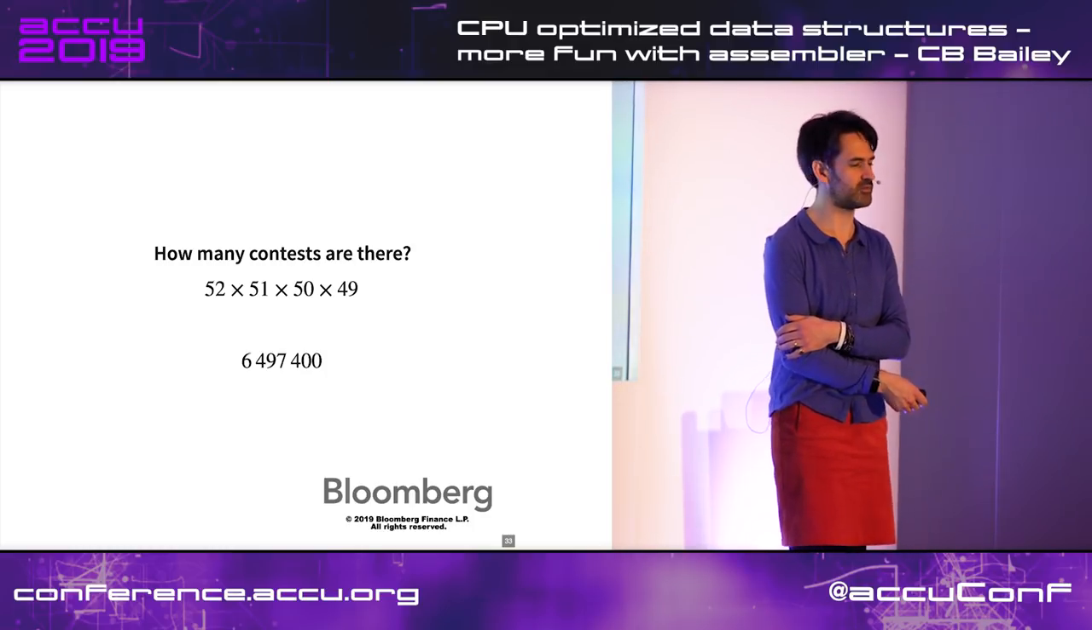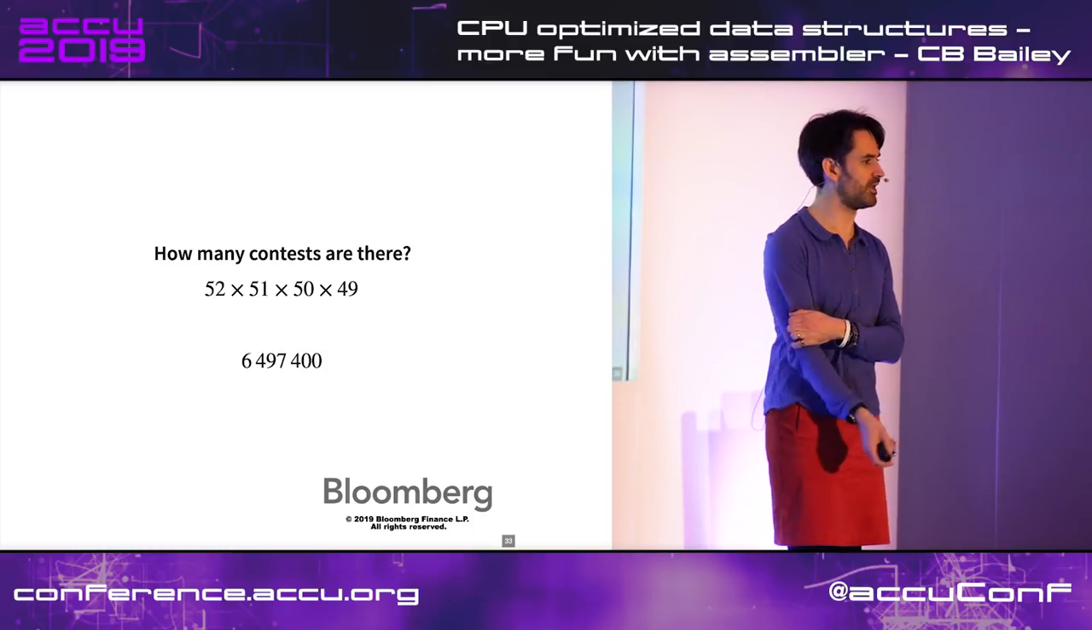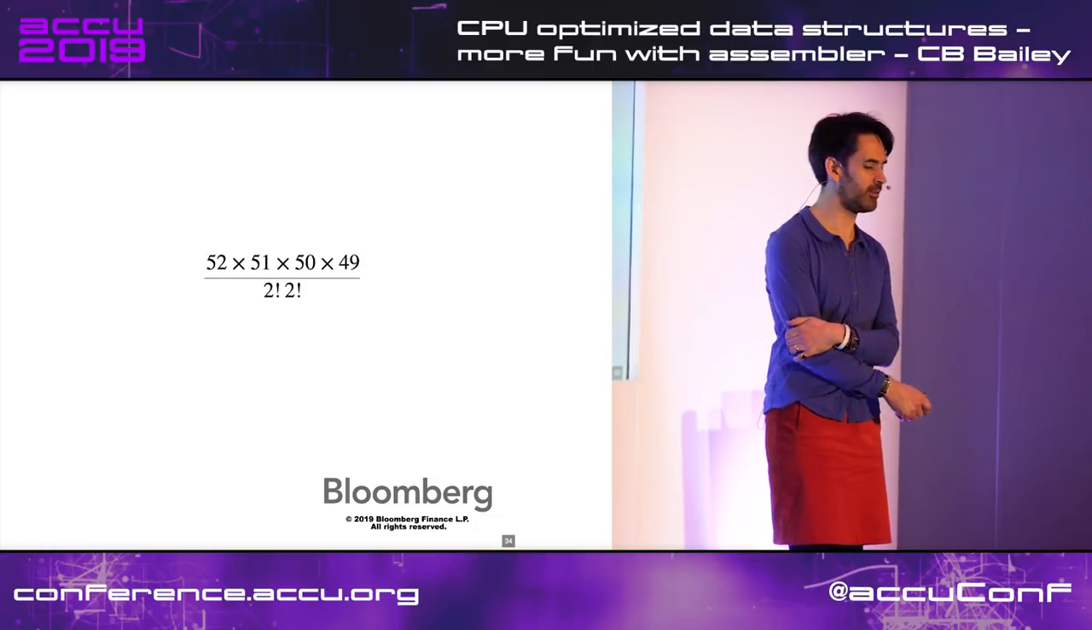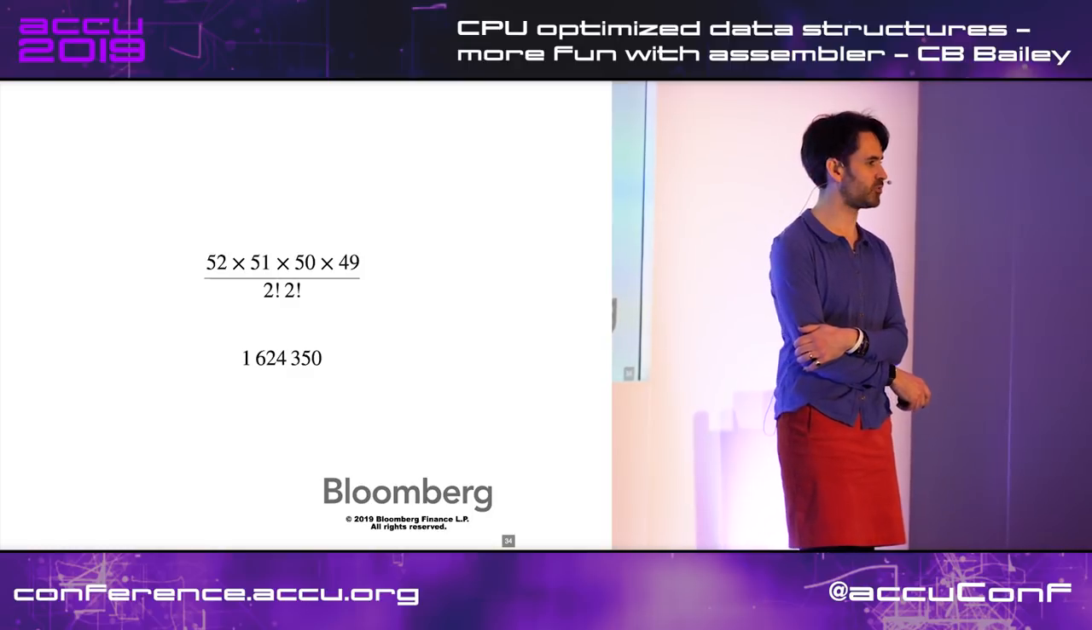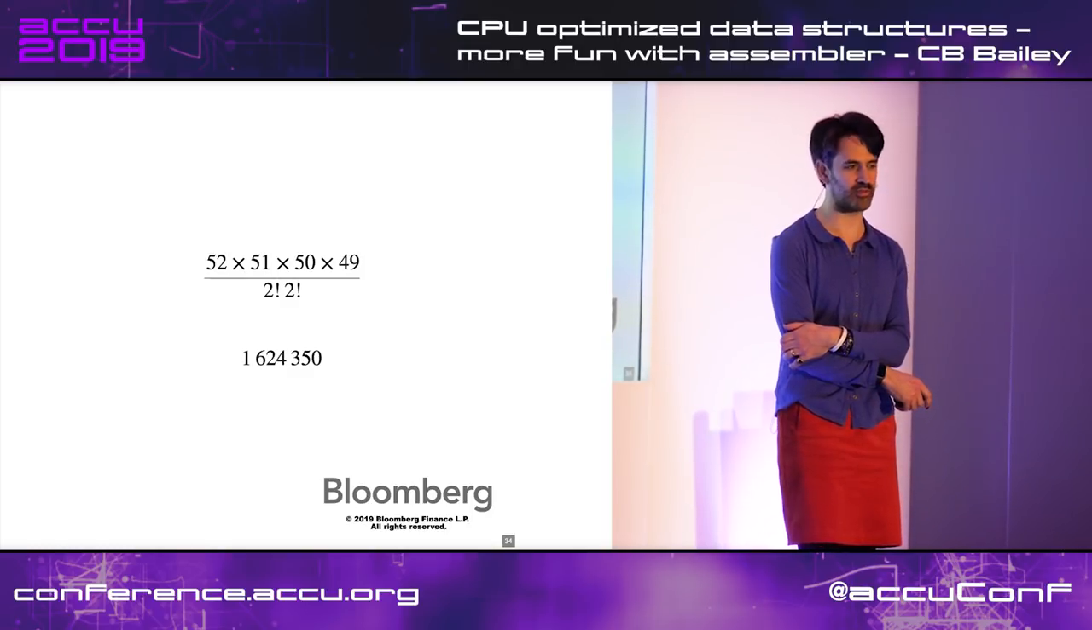I should have shown you the number. So it's like 6.4 million. But once I've accounted for the hands being in either order, we're down to 1.6 million, so that's less stuff to get through.